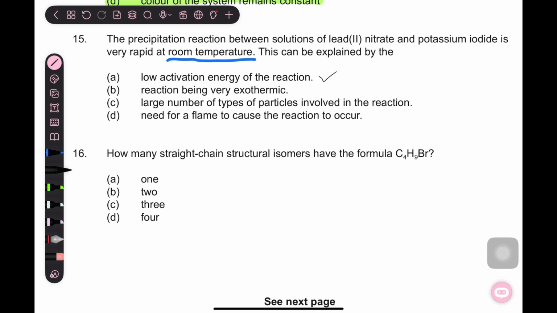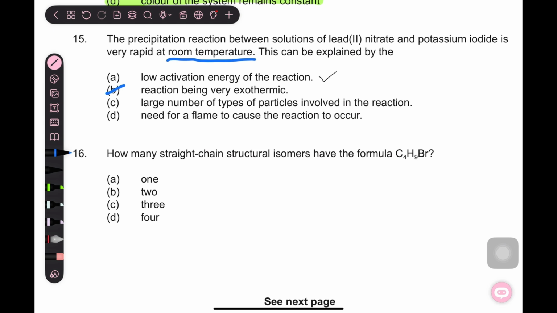The reaction being very exothermic is not a correct answer, because an increased temperature will favour the endothermic reaction and a decreased temperature will favour the exothermic reaction, but the room temperature isn't low enough to be considered like a decrease in temperature.